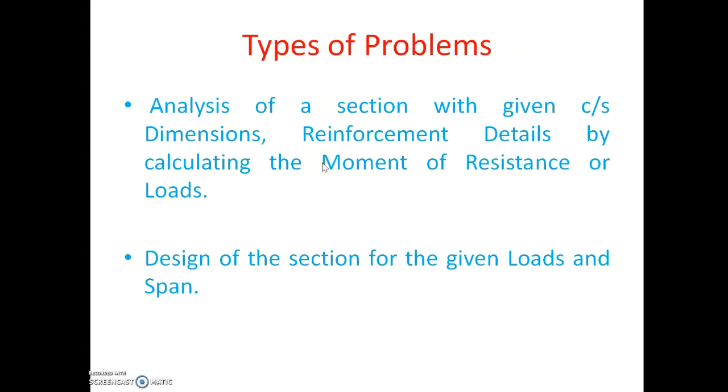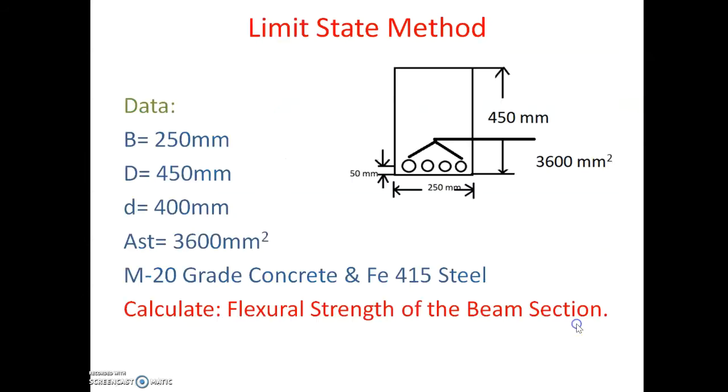Here we are having two types of problems, that is analysis of the section and design of the section. This is the analysis example. In this case, the cross-sectional dimensions of the section are given and the area of the tensile steel is also given. So finally we have to calculate the flexural strength of the beam section by using the details.